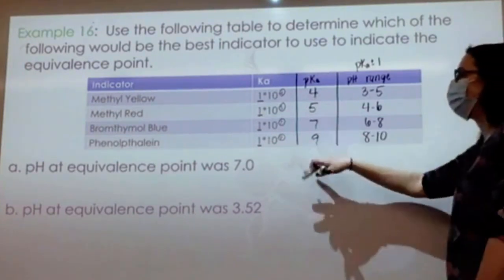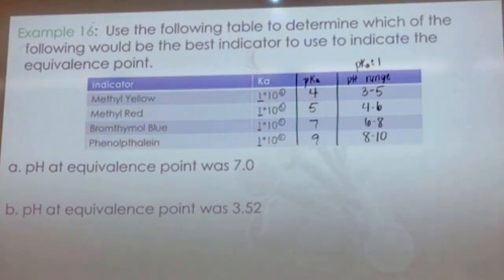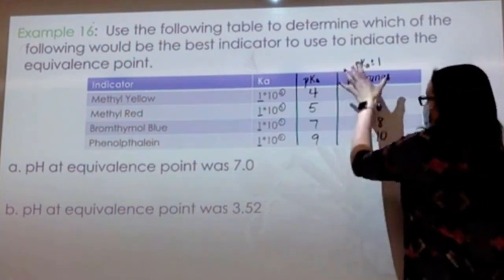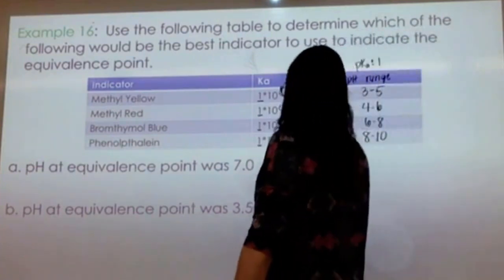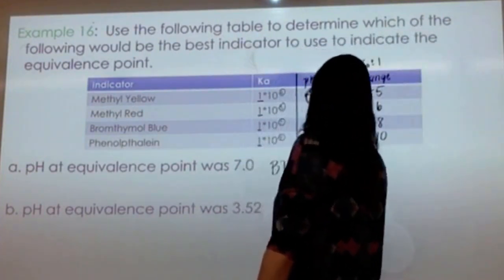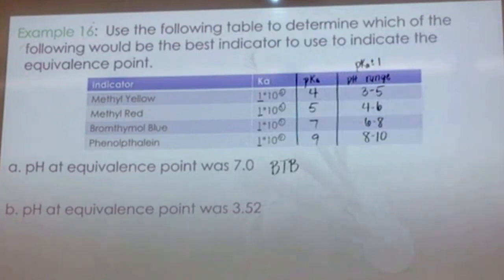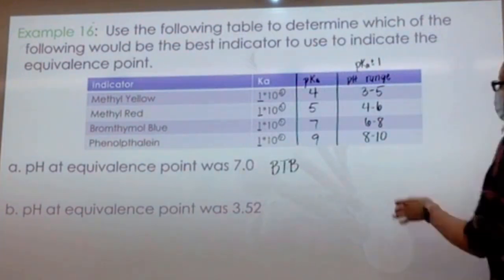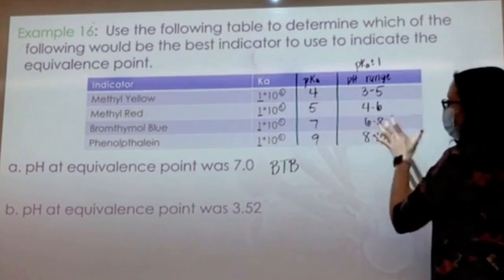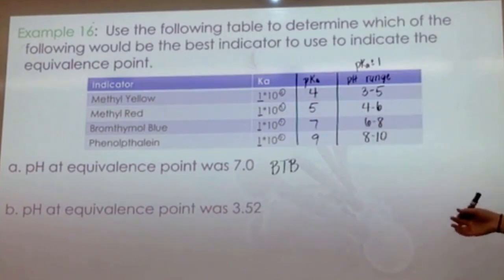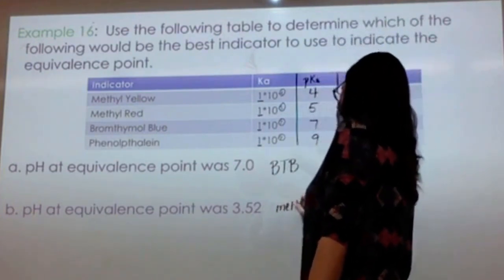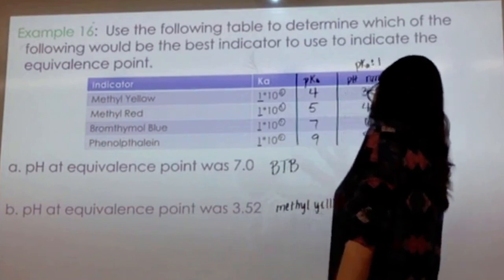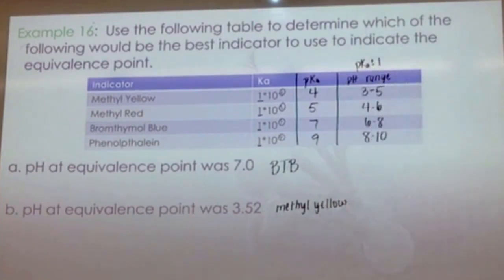So for part A, if you want the pH at the equivalence point of 7, you want to pick the indicator that has a range where that pH falls. So for part A, it would be bromothymol blue, because bromothymol blue's pH range is 6 to 8, so 7 falls right in there. And then for pH at the equivalence point of 3.52, you would say methyl yellow. That's what you need to know about indicators. That's it. Nice, easy example to end on.